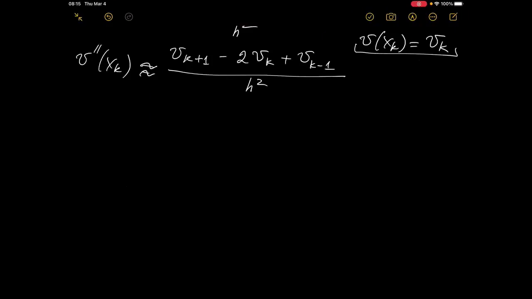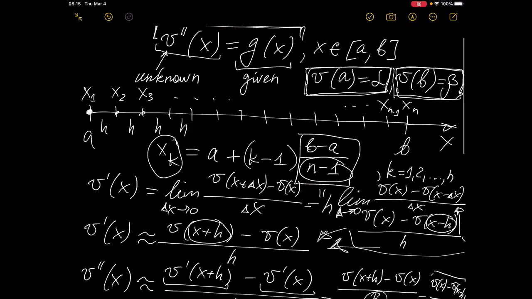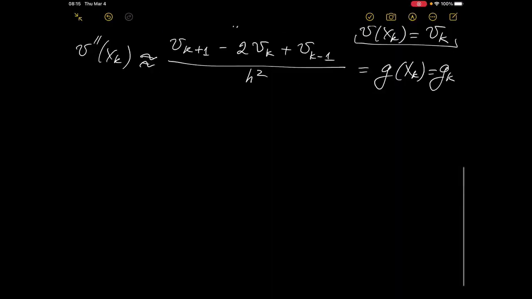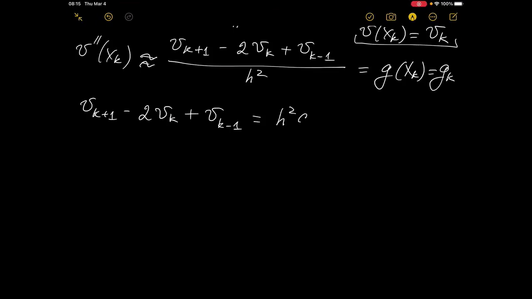Now, how can I write it? I'm saying that I want this to be equal to g at xk, or gk, following my original ODE. So this is how I can write it: vk plus 1 minus 2 vk plus vk minus 1 equals h squared gk.